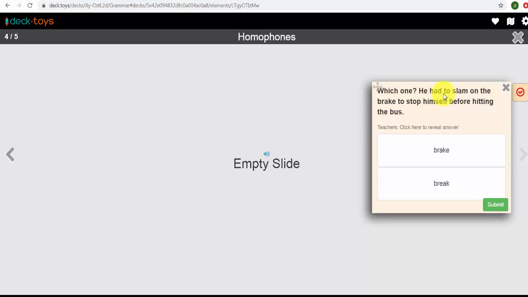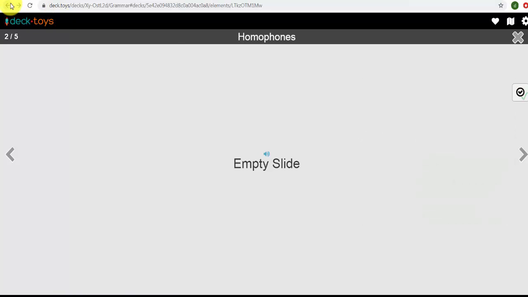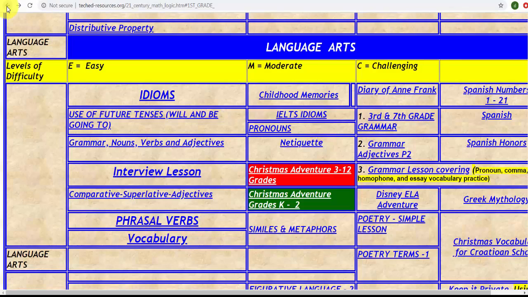Which one? He had to slam on the brake to stop himself before hitting the bus. Brake or break? Which one is it? Well, I think it's this one. Let's do this one just to see what happens. Wrong. So now you know which one's right. But you only get 10 points in that one. Okay, so you can click on grammar and make it fun learning grammar. Okay, that's good to do.